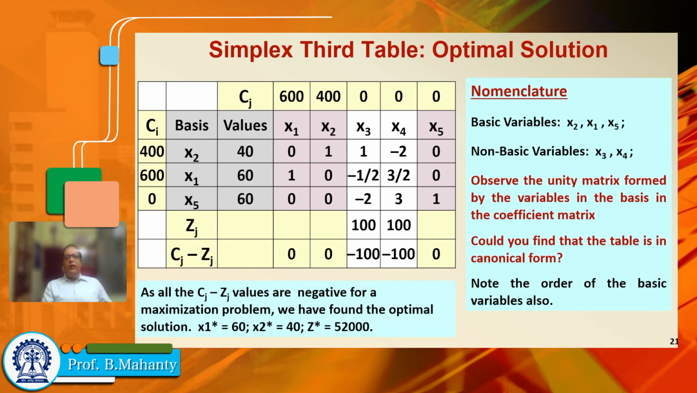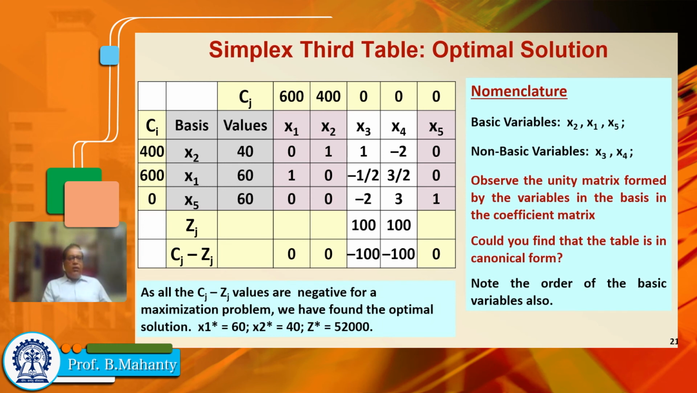So at this point the basic variables are x2, x1 and x5. Non-basic variables are x3 and x4. Observe the unity matrix formed by the variables in the basis in the coefficient matrix. Could you find that the table is in canonical form? Note the order of the basic variables also. Right, so those are the things to be there.